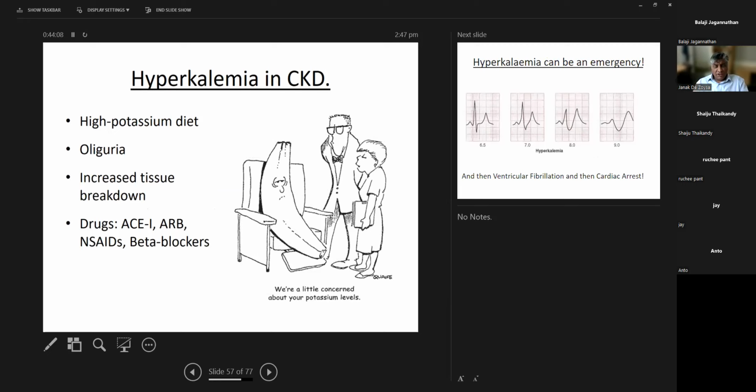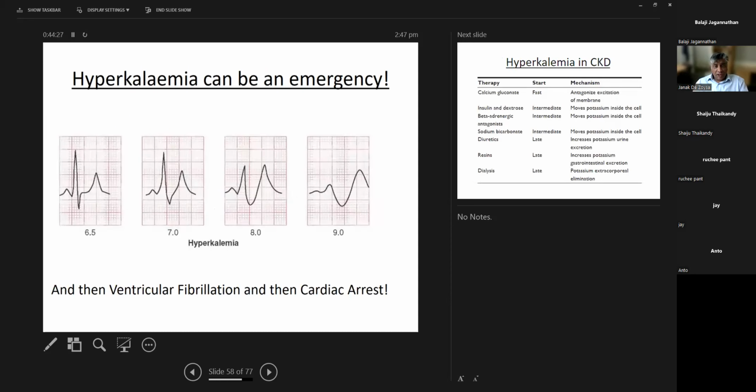Hyperkalemia is very common, especially as we're getting closer to stage 4, stage 5 chronic kidney disease. And what are the risk factors? A high potassium diet, a low urine output, and specific drugs such as the ACE inhibitors, ARBs, and non-steroidals. And of course, hyperkalemia is an emergency. When the potassium starts to go up, we can see disorders of cardiac function, prolongation of the PR interval, widening of the QRS, and peaking of the T waves, which can go on to the patient developing a cardiac arrest.